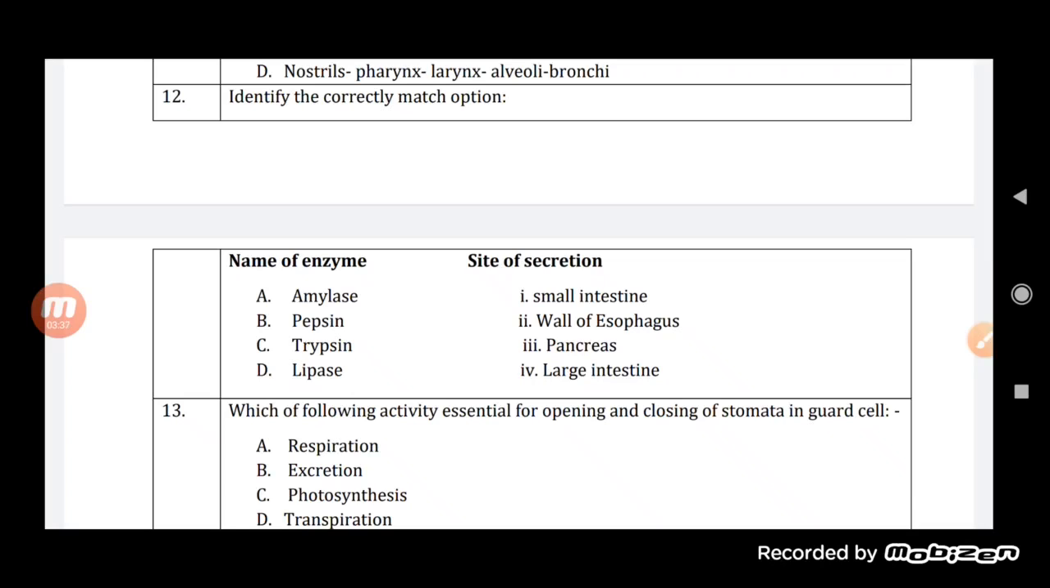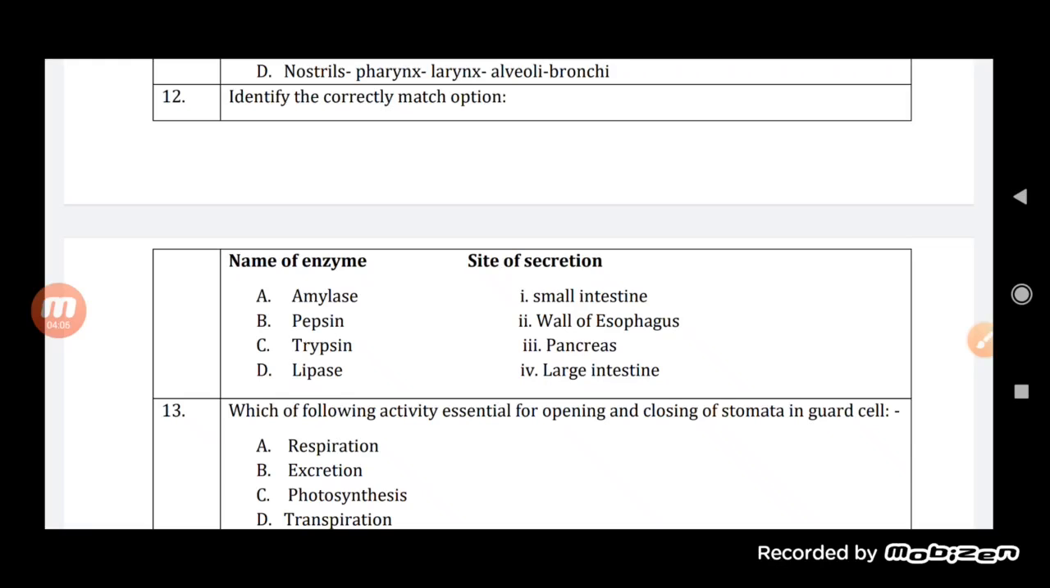Now let us see whether they have been correctly matched with the other column. Amylase, the site of secretion is given as the small intestine. No, amylase can be secreted in the mouth also, where salivary amylase is there. Pepsin at the wall of the esophagus? You know that in the esophagus, there is no such secretion that takes place.